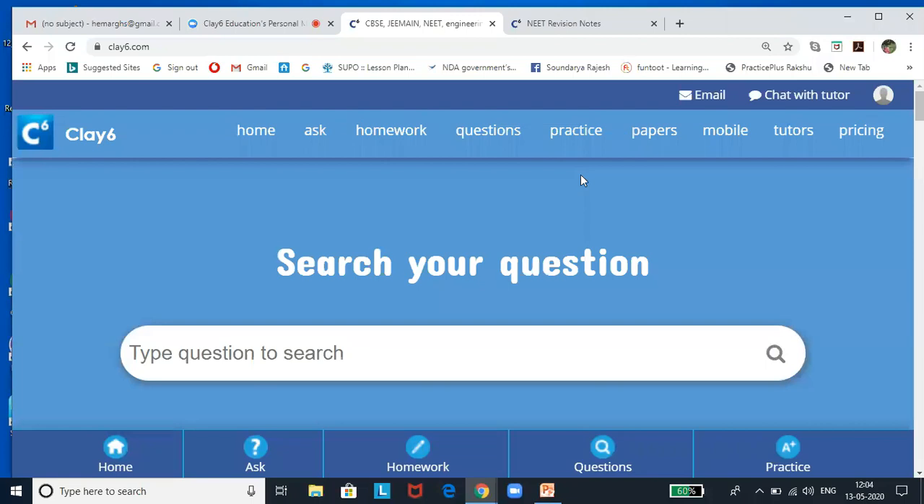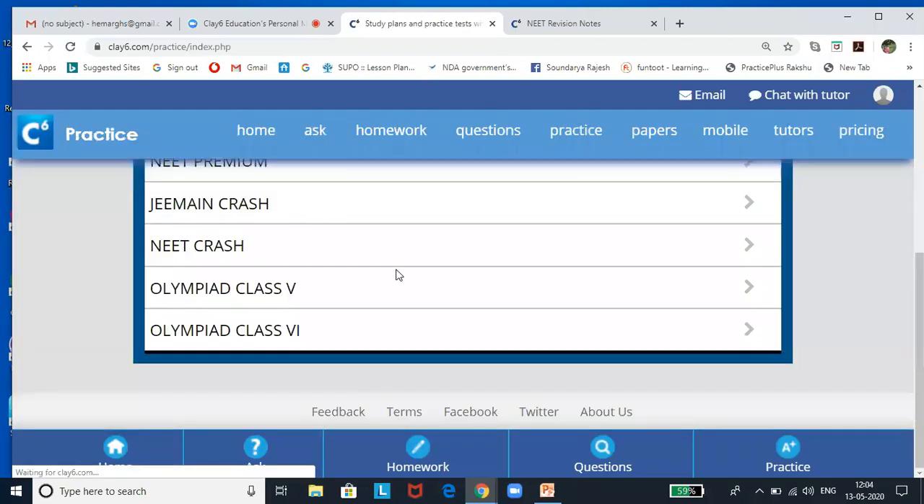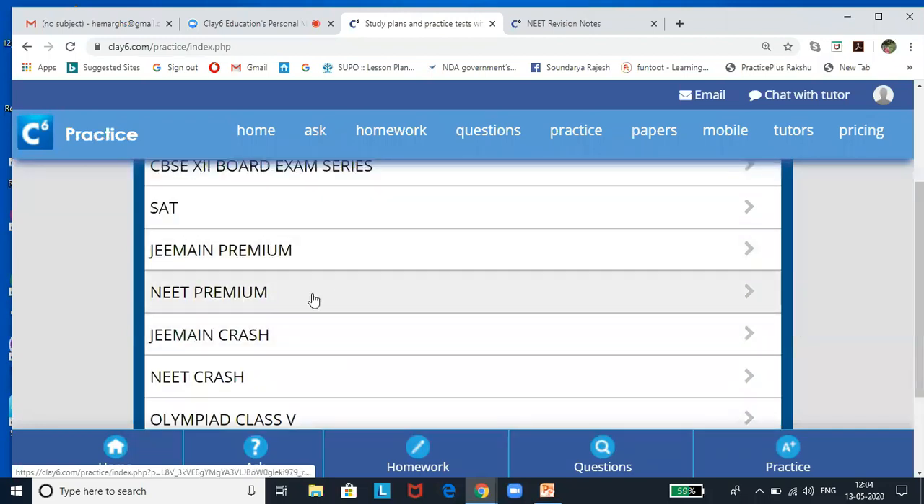Before I start, briefly I will run through how to access revision notes and tests in Classix. Open the classix.com web page, then go to practice, click on practice, choose your package. You have a lot of packages here, so you can choose. I am choosing NEET Premium.